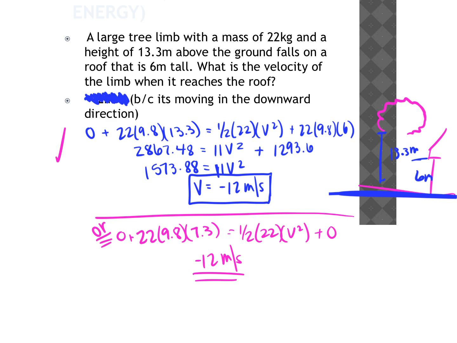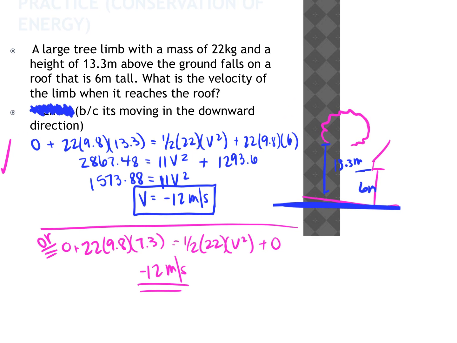What I did for the second scenario was I just reset the roof height to be my ground level. And I said the difference in these is 7.3 meters. And so that's what I put in for my height. And then I didn't have to have any potential energy at the end because essentially it was on the ground, which was the roof. You can do it either way.